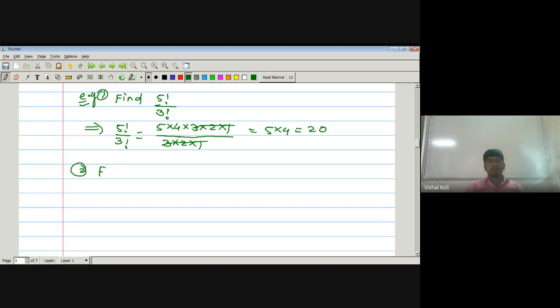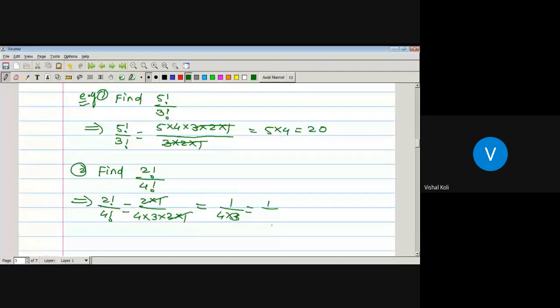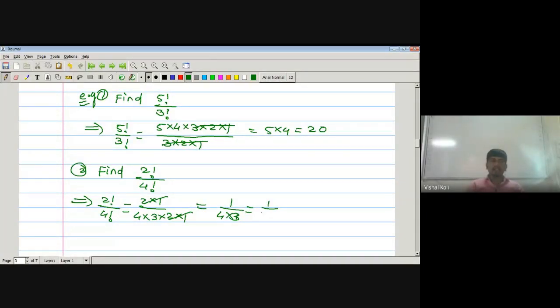Second one. Find 2 factorial divided by 4 factorial. What is its value? 2 factorial divided by 4 factorial. One upon 10. This one is 1/12. Okay.